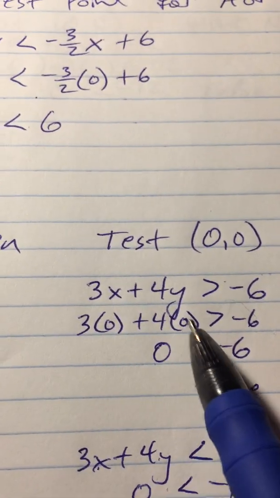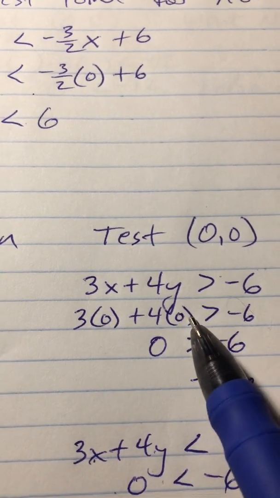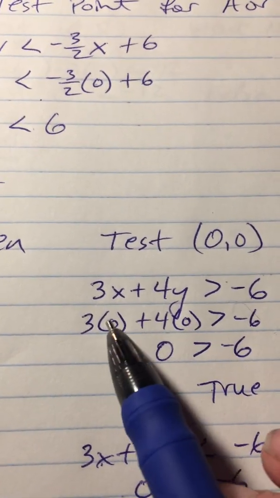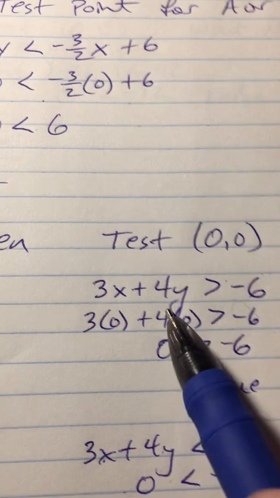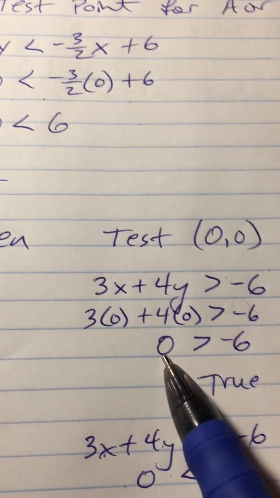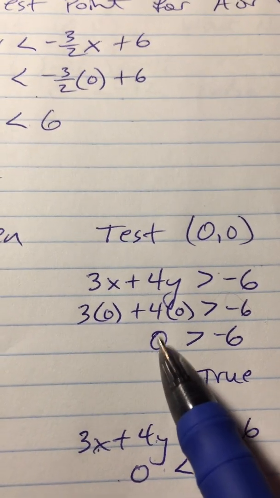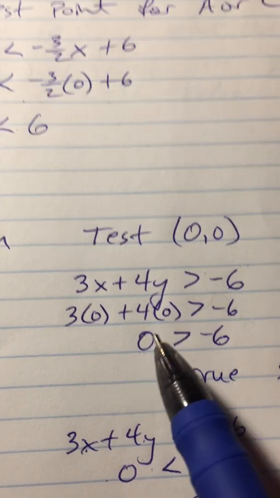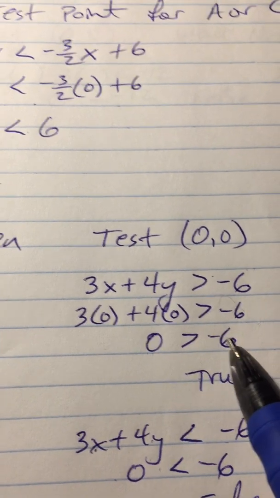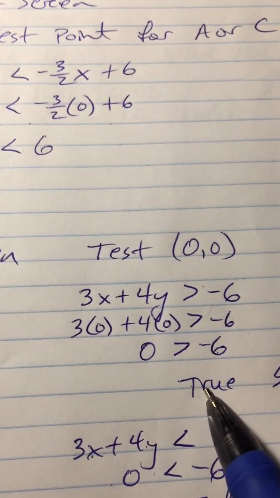So I plug in the 0, 0 for the x, 0 for the y. I go do the math on this side, and of course this is 0. 0 times 4 is 0. 0 plus 0 is 0, so this whole side became 0. And this is saying that I'm eating the bigger number, so this is saying 0 is bigger than negative 6. Is 0 bigger than a negative number? Yes, that is true. So this one's true.